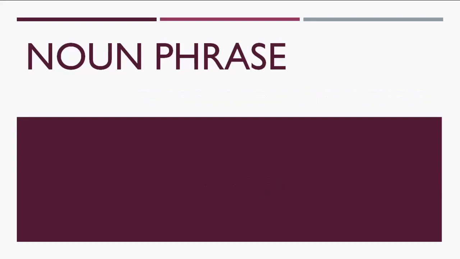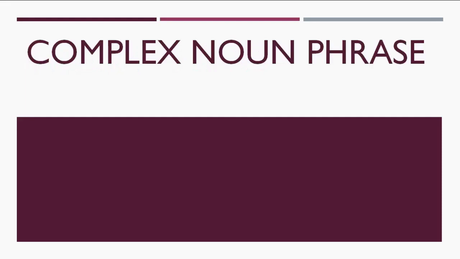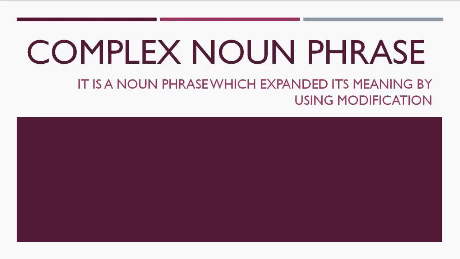Noun phrases are one of the key components of English grammar along with verb phrases. And we can expand the meaning of simple noun phrases by adding modifiers. When we use modification to expand the meaning of a noun phrase, then we have a complex noun phrase. A complex noun phrase is a phrase which has been expanded by the addition of modifiers.